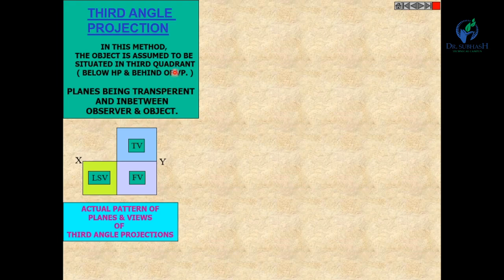Now the third angle projection method. In the third angle projection method, the object is assumed to be situated in the third quadrant, that means below HP and behind VP. Here you have to remember that the planes are transparent. In this method, we have to assume that the plane is transparent and in between the observer and the object. So here the plane is in between observer and object.